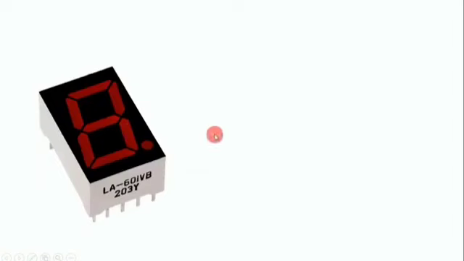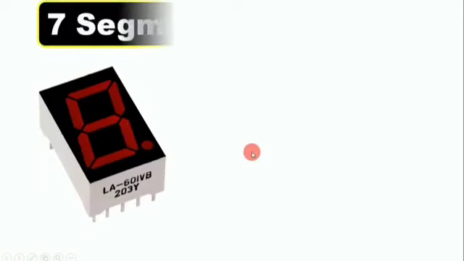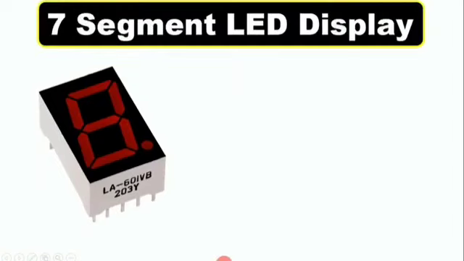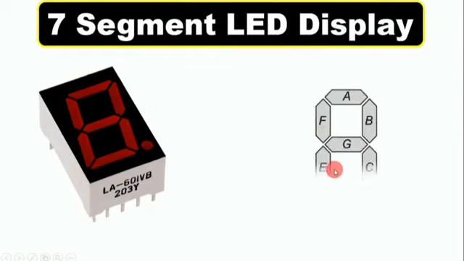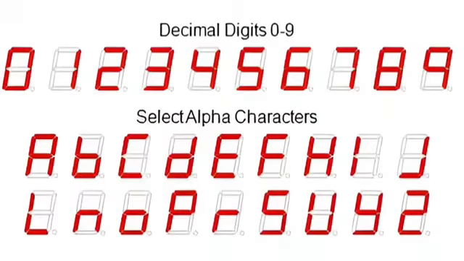Now friends, the ninth component here is known as a 7 segment LED display. The symbol for this 7 segment LED display is made like this. We use this LED display where we have to show any digit or any alphabet. On this LED display, we can show digits from 0 to 9, and along with this, we can show some alphabets also. We cannot show all the alphabets on this display, but we can show some.